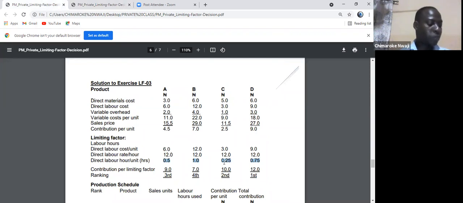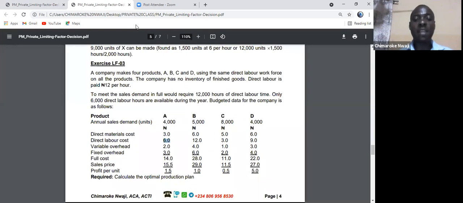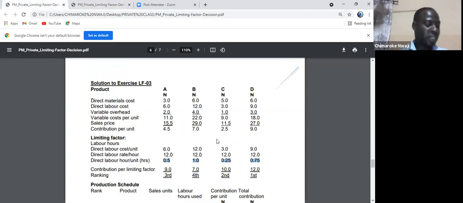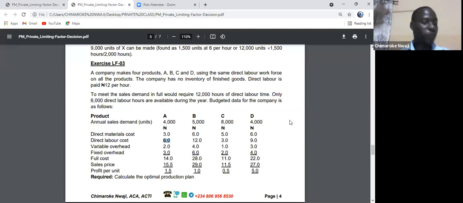So 0.25 multiplied by 8,000 units gives me 2,000. Add it to the 7,000 running total, you have 9,000. The new running total is 9,000. Then you have 0.75 multiplied by 4,000. That's 3,000. So add it to the 9,000 running total, you have 12,000 hours.